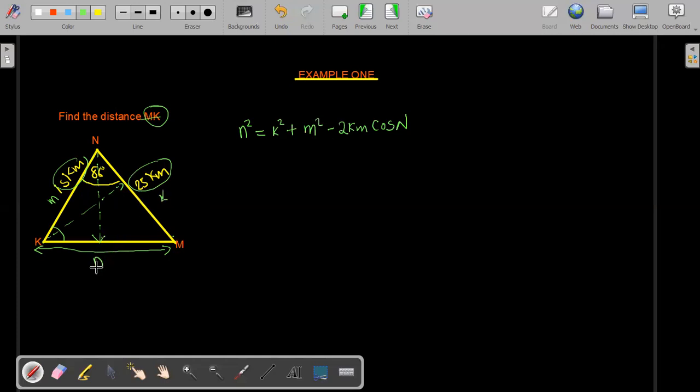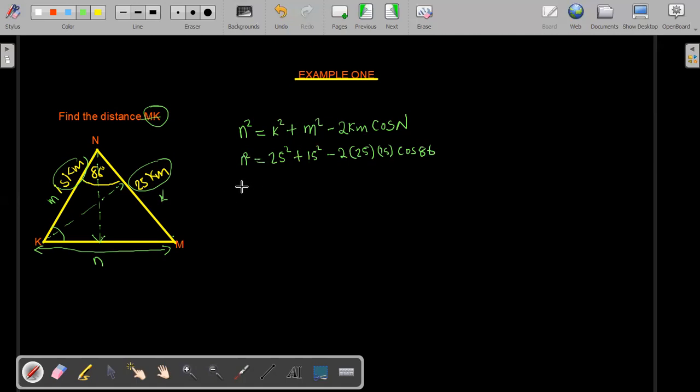So we're going to say N squared is equal to, what is K? K we have 25. So we square 25 plus M, which is 15. Then we say minus 2 times K, which is 25, then M is 15. Are you guys able to see? Yes. All right, then what is angle N? Angle N is simply 86, like that. Is it okay?